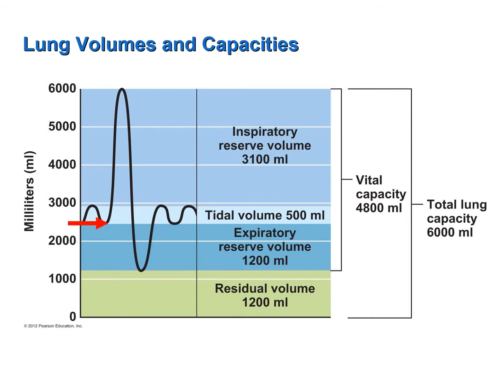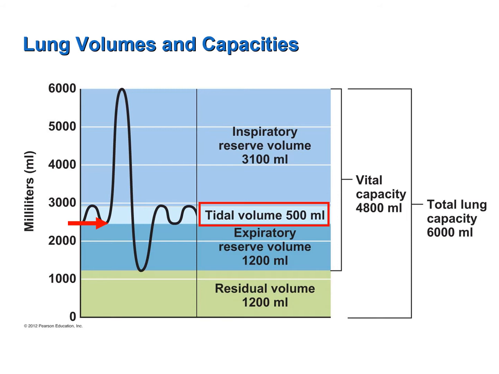The amount of air that enters and exits the respiratory tract is called the tidal volume. So that's just the normal amount of volume that enters and exits your respiratory system during normal, quiet breathing. And that's roughly 500 milliliters.